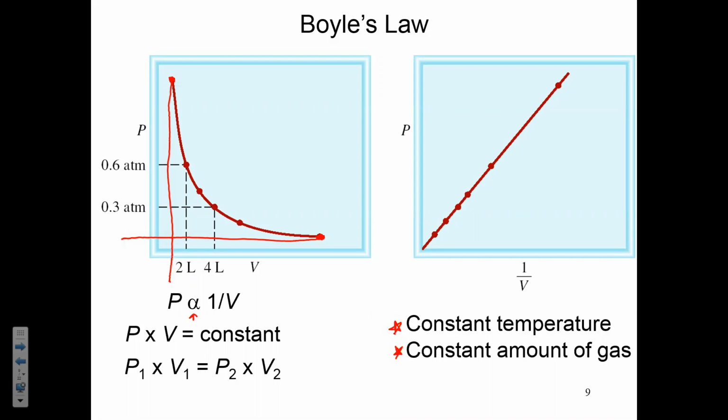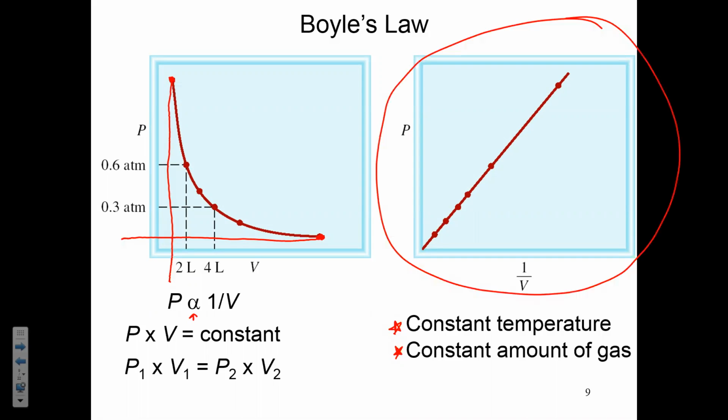Another way to create that graph would be to do something like this. If we take the inverse of volume, which is 1 over volume, then you can see we create this linear graph because we're taking the inverse of volume. But this is the normal equation that you should be able to identify for Boyle's law.